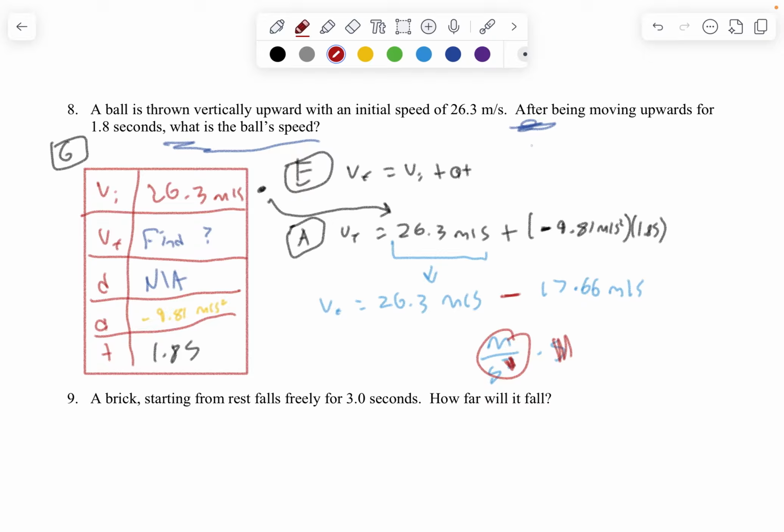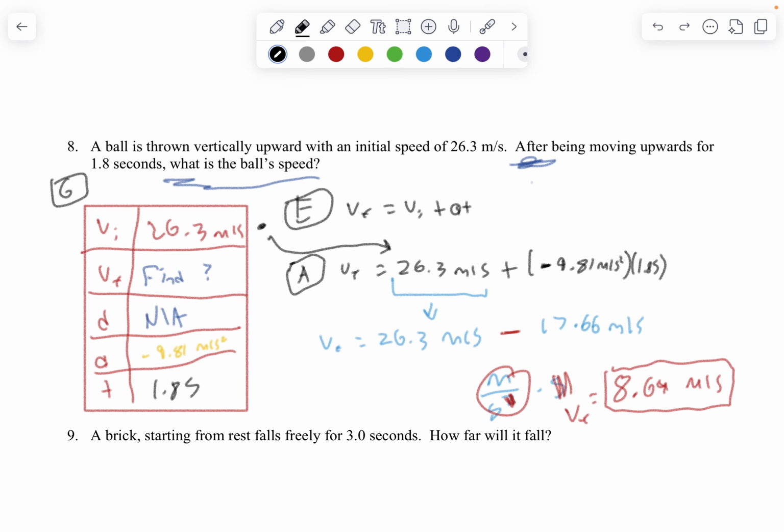And what is 26.3 minus 17.66? That is 8.64 meters per second. Amazing. And then again, this is final velocity, so it makes sense why we're getting meters per second, right? Just make sure to check in and be sure that you are getting the units that you would expect from what you're trying to find.